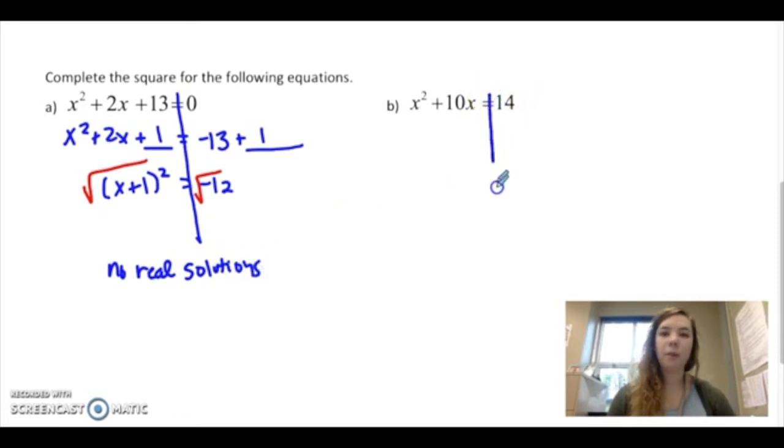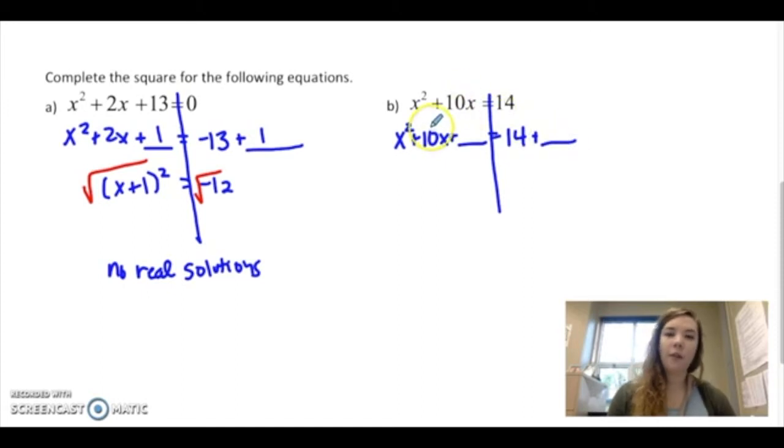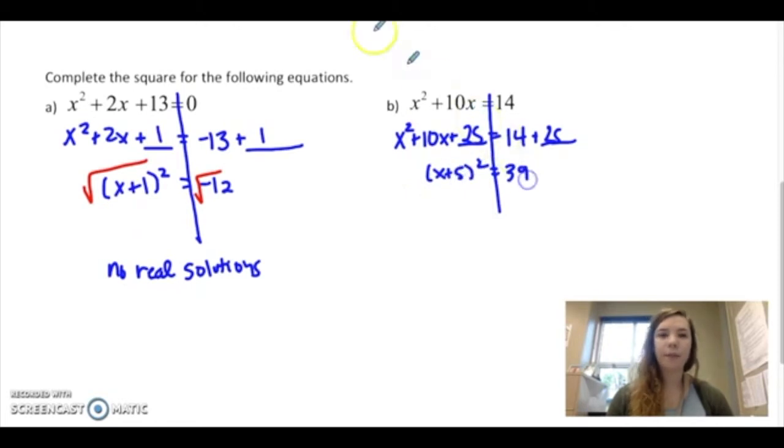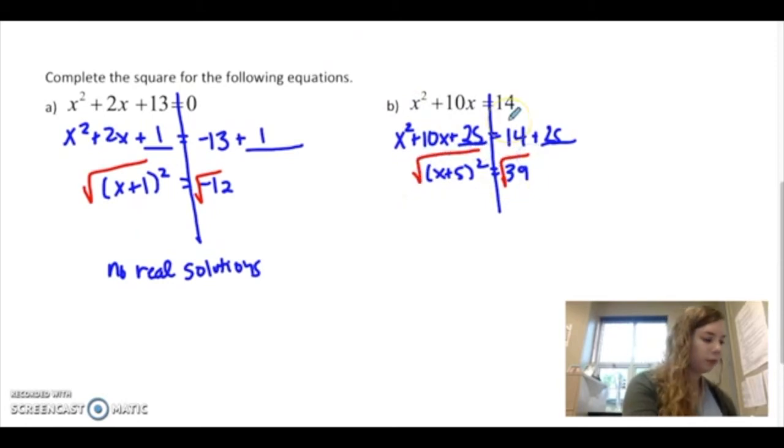Okay, for this one, I need to add something to both sides. Half of 10 is 5. 5 squared is 25. So that's what we're adding. Then here, if I factor this, I would have x plus 5 squared equals 39. So at this point, I'm going to square root, which is 6.2 rounded.